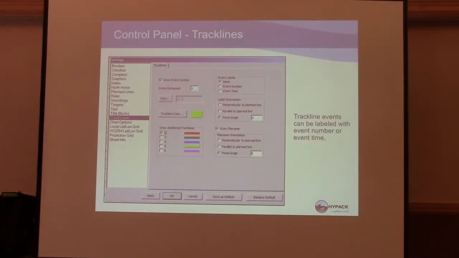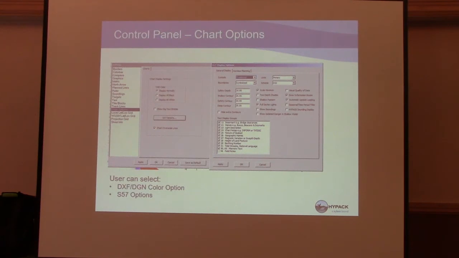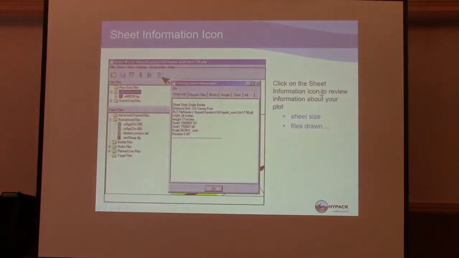Okay, talked about the custom title blocks, the track lines. Oh yeah, chart options has S57 options. I forgot about that one. So if I want to, we always draw when we load the ENC charts. A lot of times you see the little U's drawn on the screen there. That's the visual quality of data that you can go in here and uncheck that option if you don't want to display those on the screen, or get rid of some of the soundings and so on. Plotting sheet information is a little icon over here. Just gives us information about the plotting sheet, the files that are being drawn, the title blocks, and so on.